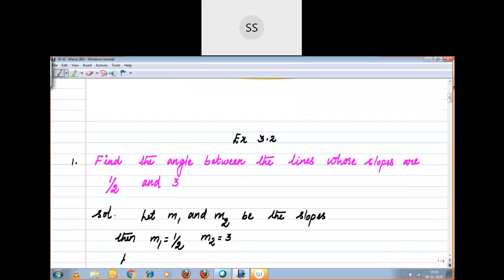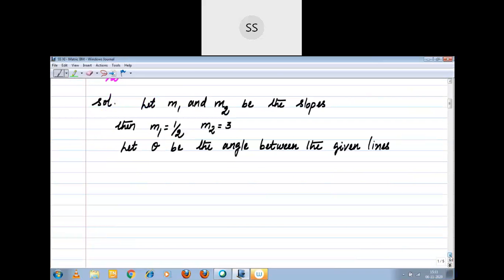Now, let theta be the angle between the given lines. Okay. How to find the angle between the lines? We had a formula, right? What is that formula? I am going to recall for you. Listen carefully, children. Tan theta equal to modulus of M1 minus M2 divided by 1 plus M1 M2.